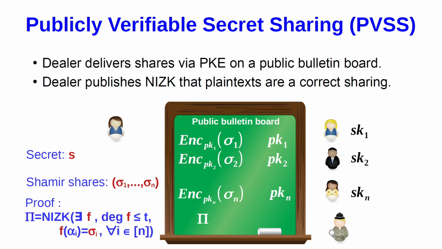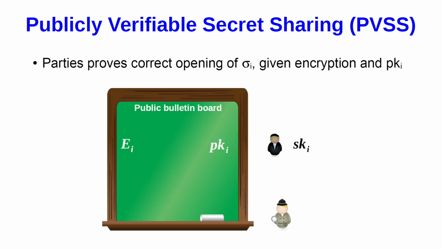So now we have enough information to have a non-interactive zero-knowledge proof of correctness, because the prover can show that there exists a polynomial of degree at most t, such that the evaluations of this polynomial are the plaintexts of the ciphertexts that are in the bulletin board. Same for reconstruction of the secret. The parties can prove that the shares that they are posting for doing the reconstruction are the ones that correspond to the ciphertexts that the dealer posted before.